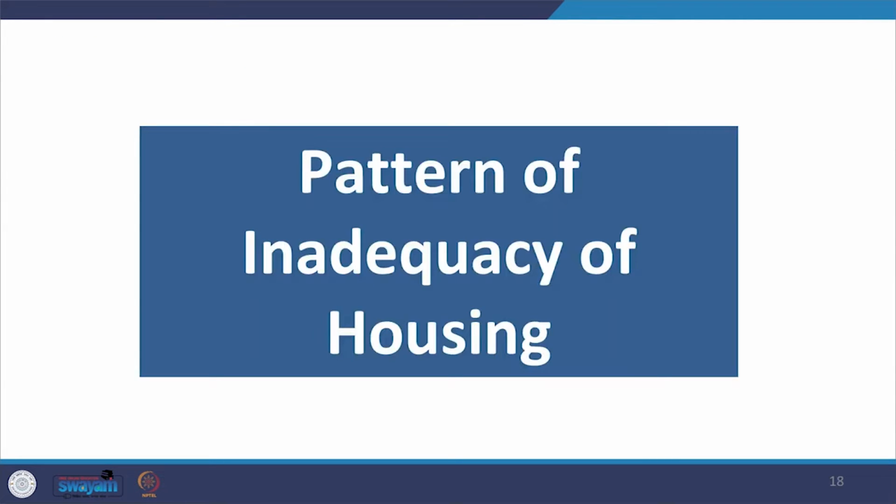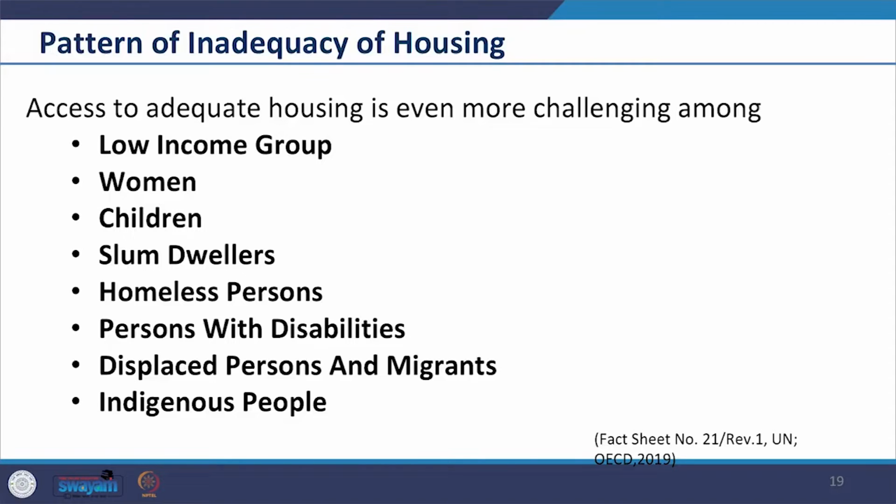Now, looking at the pattern of inadequacy of housing. Access to adequate housing is even more challenging among low-income groups, women, children, slum dwellers, homeless persons, persons with disabilities, displaced persons and migrants, and indigenous people. As we have already seen, the concentration of people in urban areas is rapidly increasing, leading to a number of people living in slums and squatter settlements.